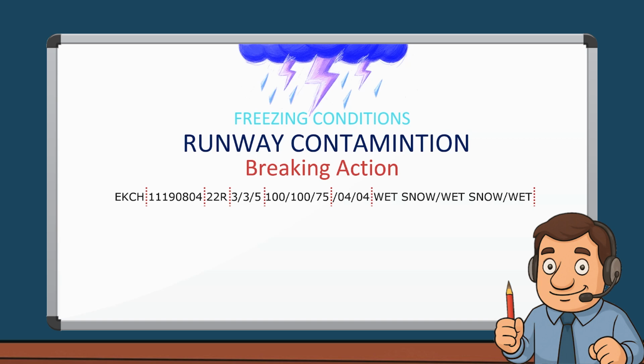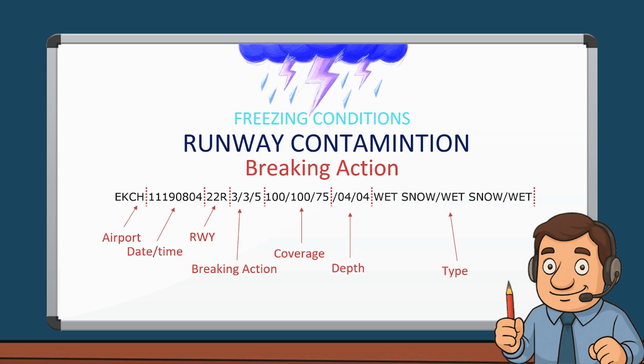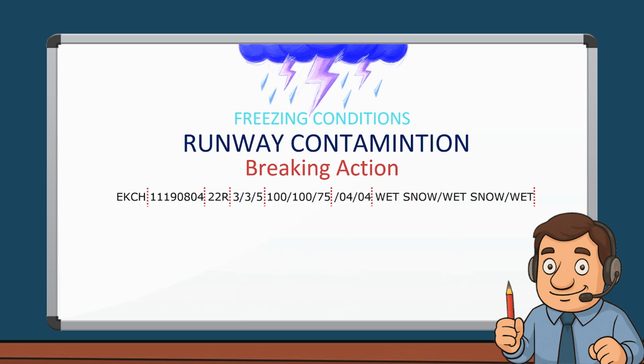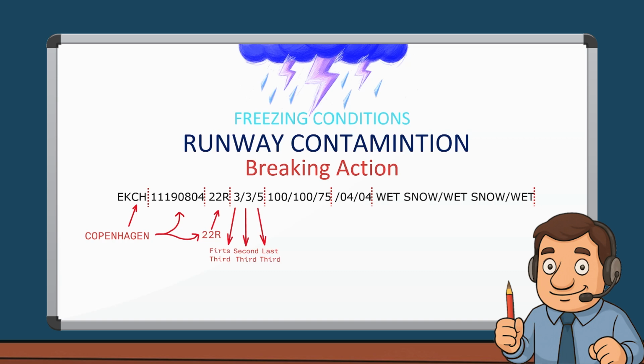However, what is actually decoded here is the airport, the date and time, the runway in question, the braking action, the coverage, the depth, and the type. And you can see several of them have 3 sections. That's for the different thirds of the runway. So here in Copenhagen, on the 19th of November at 0804 Zulu, on runway 22 right, the braking action is 3, 3, and 5, on the first, second, and last part respectively.